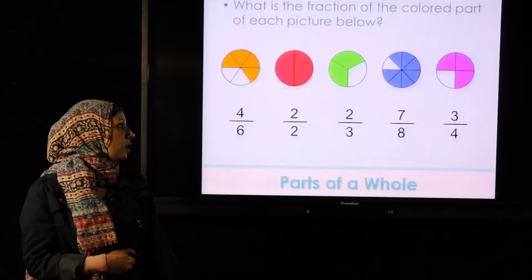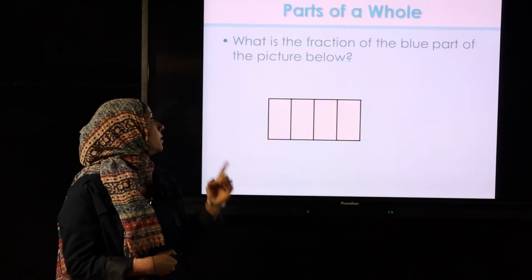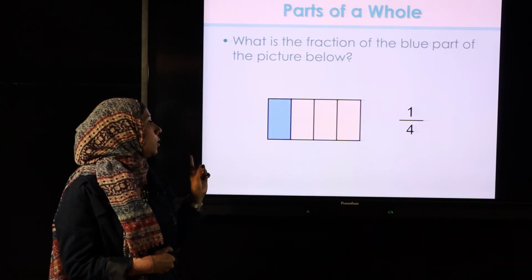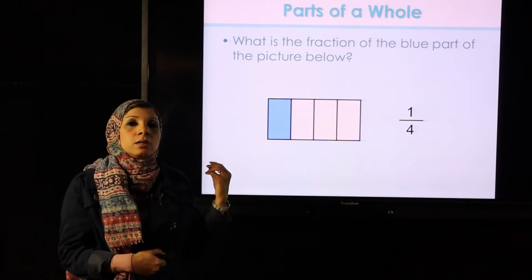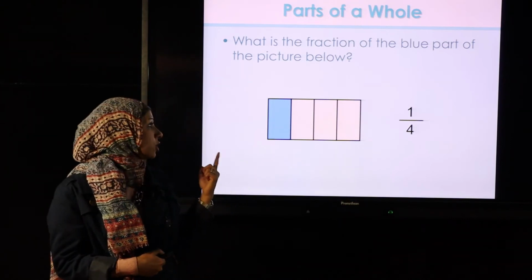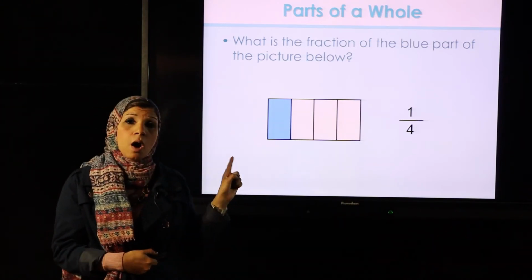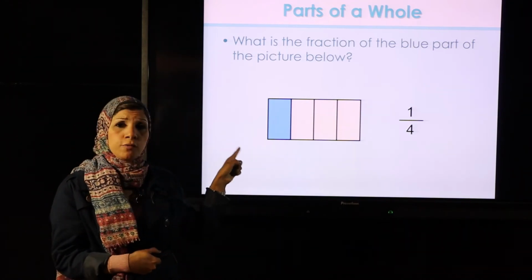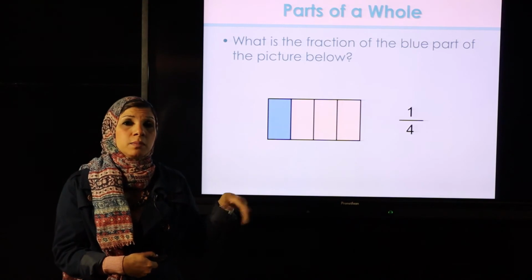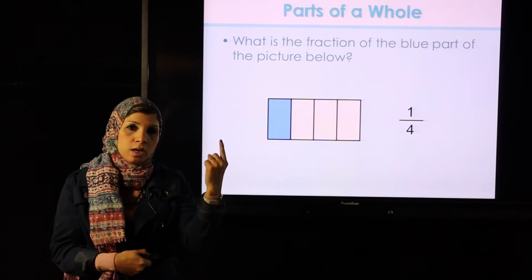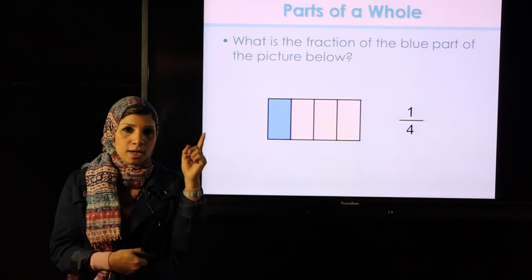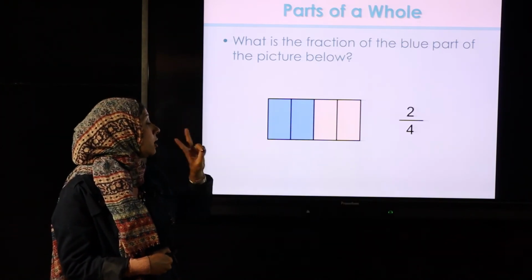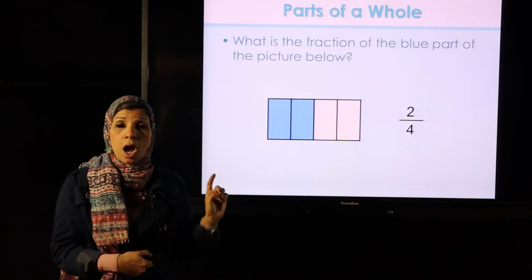Let's see another example related to fractions. How many blue parts are here? We have just one, so we can write 1 of what? How many parts do we have in all? 1, 2, 3, 4, so 1 over 4. It means we have one slice out of 4 slices, okay? If we color 2, it will be 2 out of 4.